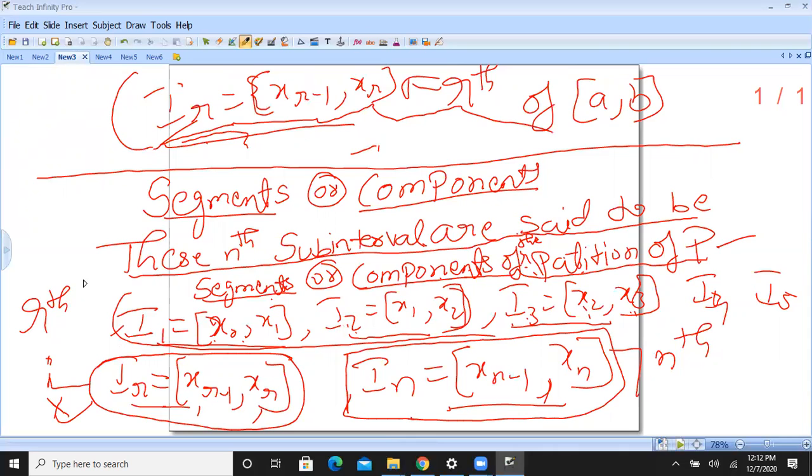Here is an example. These n subintervals are said to be segments or components of the partition P. I1 is the first subinterval, I1 is x0 x1, I2 is x1 x2, I3 is x2 x3, and so on up to In, which is x(n minus 1) xn. These are the nth subintervals.